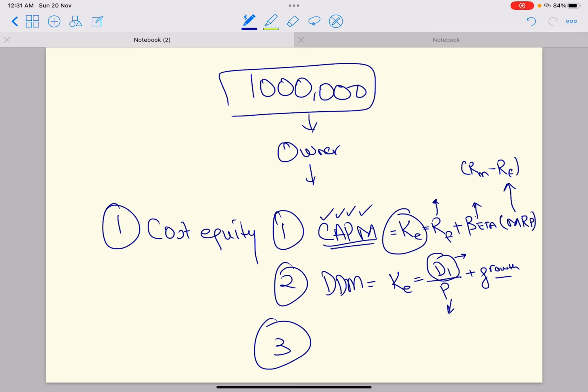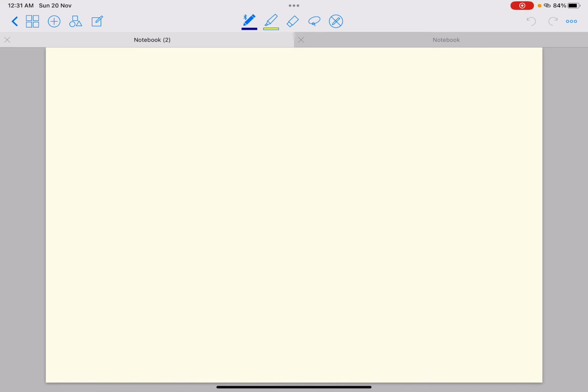Third method is suggested by the literature. If you don't have numbers for CAPM or DDM, what you can do is for cost of equity, whatever you are paying in cost of debt, add 3 to 5% on top of it, and this will give you a cost of equity.